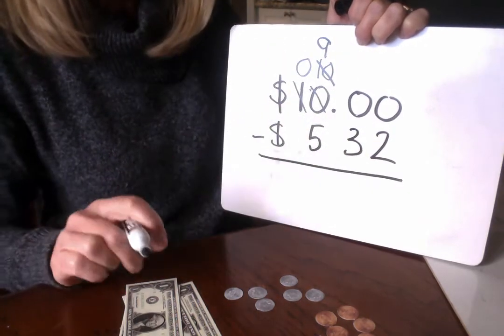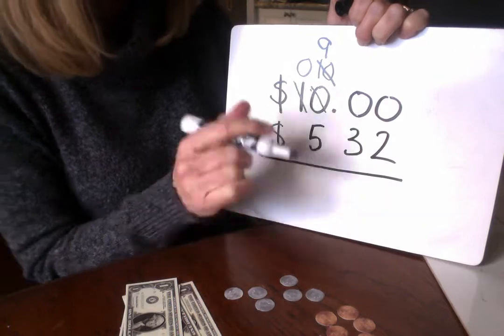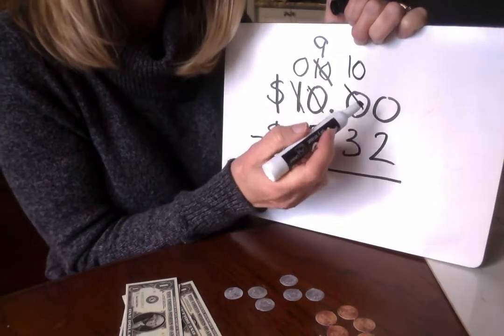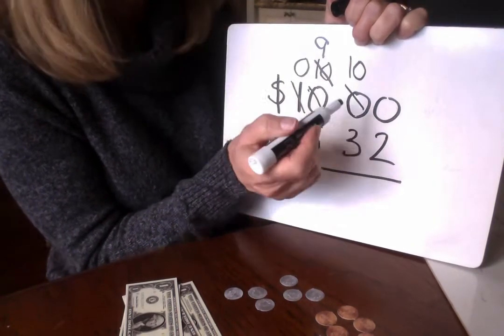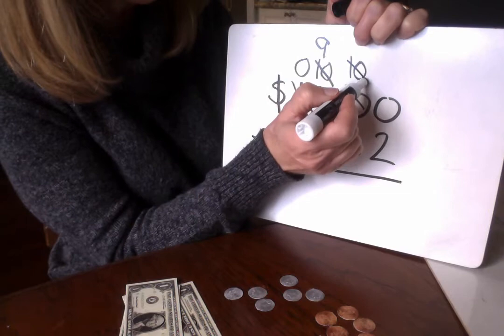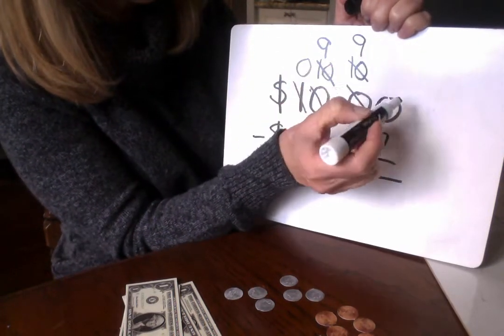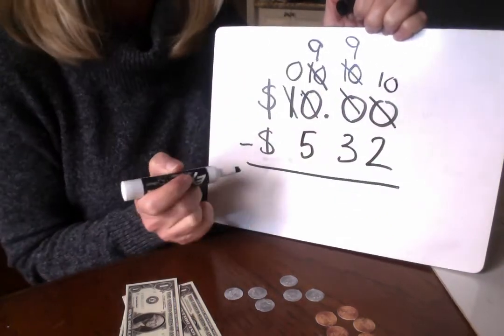Okay, I took that $1 that I took out and I changed it in for how many dimes? 10 dimes. Okay, and then I realized I was getting close, but I still couldn't subtract my pennies. So then I had to take one of my dimes, change that to 9 dimes, and then I took the dime that I took away and changed it in for 10 pennies.